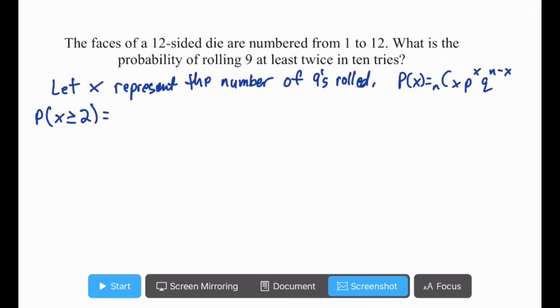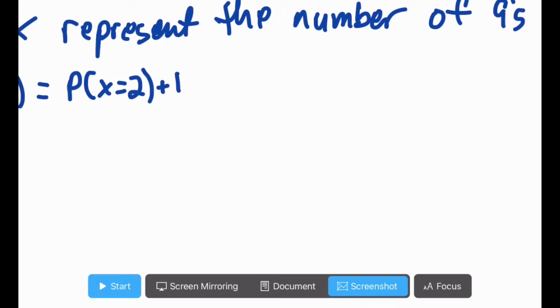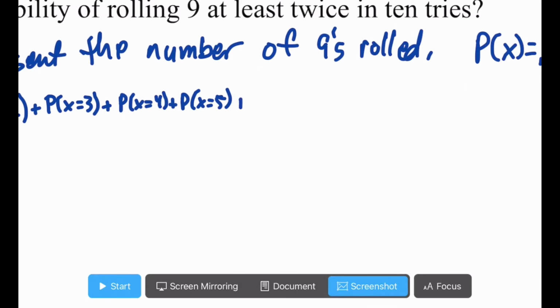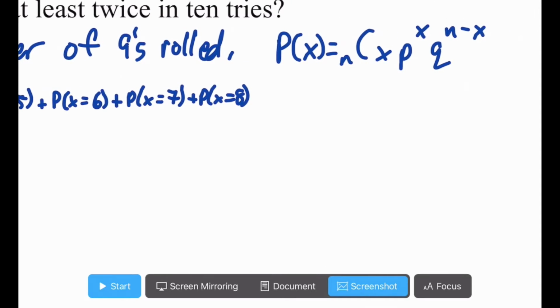I need at least 2, so the probability that x is equal to 2 or the probability that x is equal to 3. I can't have 2 and 3 nines at the same time. I can have one or the other. It's an or problem, so we're going to add, plus probability of x equals 4, plus probability that x equals 5. And we're going to go all the way up to 10, plus probability that x equals 6, plus probability that x equals 7, plus probability that x equals 8, plus probability that x equals 9, plus probability that x equals 10.